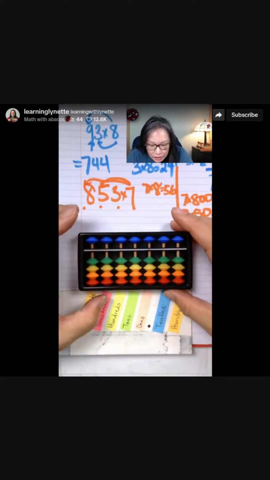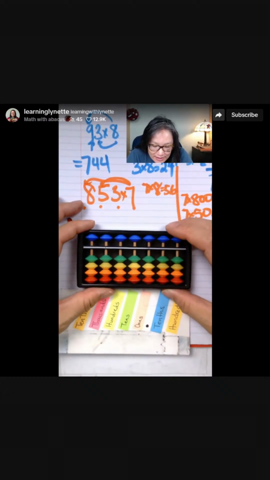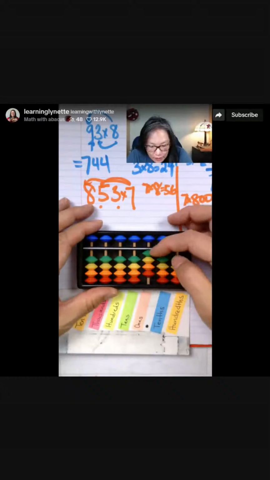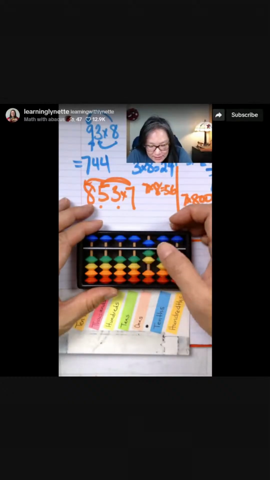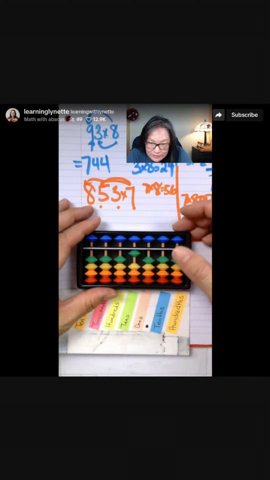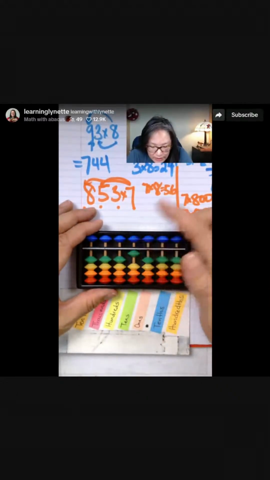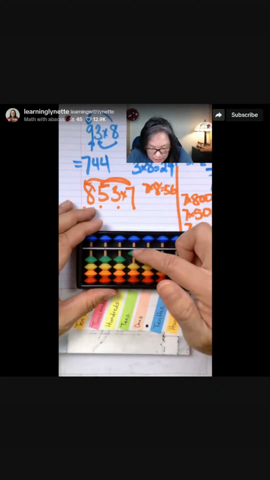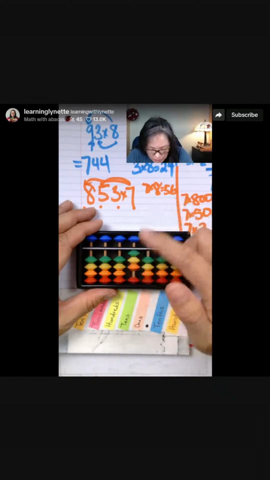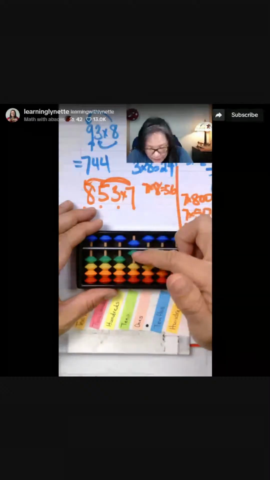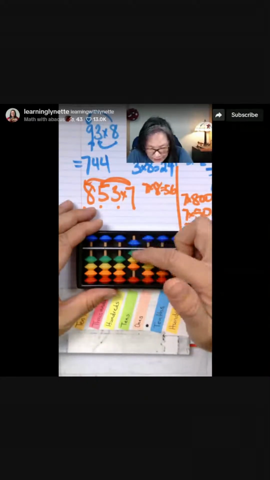1, 2, 3, 4. And then 5, 6, 7, 8, 9. And then 10. And there we go. That's 10. 0, 1, 1, 0. And now we can count by tens. 10, 20, 30, 40, and then 50. 60, 70, 80, and then 90. And that's it.